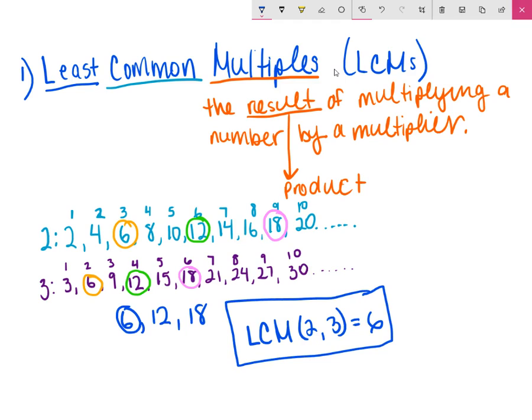All right. If you have any questions, please email me, but I would love for you to try finding the least common multiple of 4 and 6.